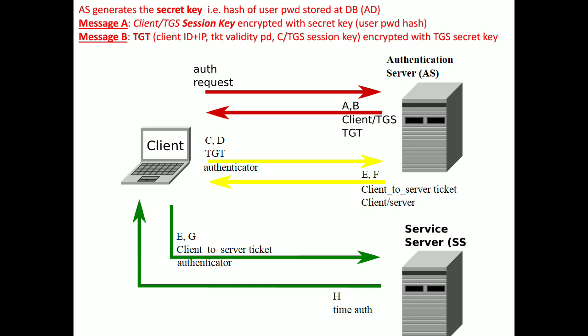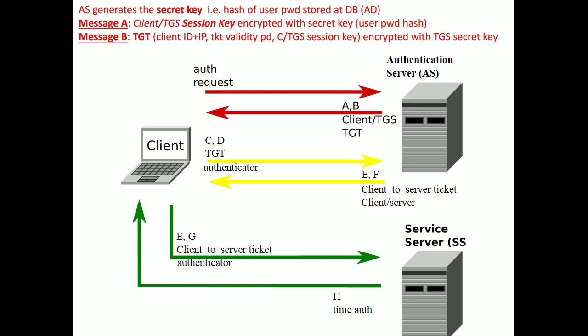Then the authentication server creates two messages for the client. The first message is an encrypted session key which will be used in the future between the client and the ticket granting server, which is the KDC. And this session key is encrypted with the hash of the user password, that is the secret key.